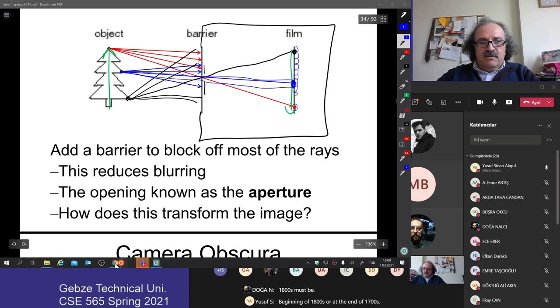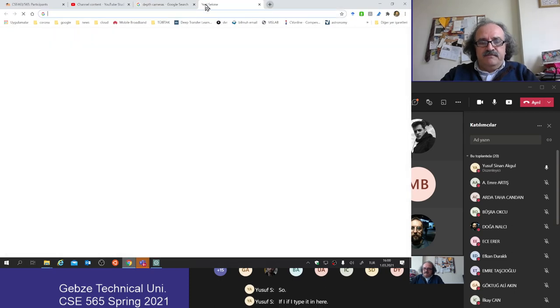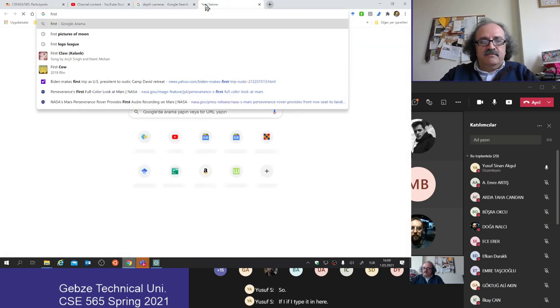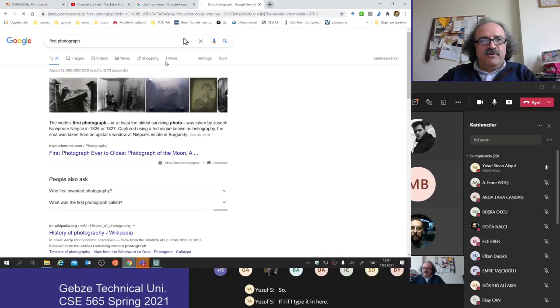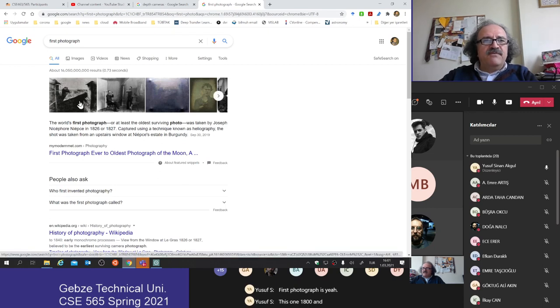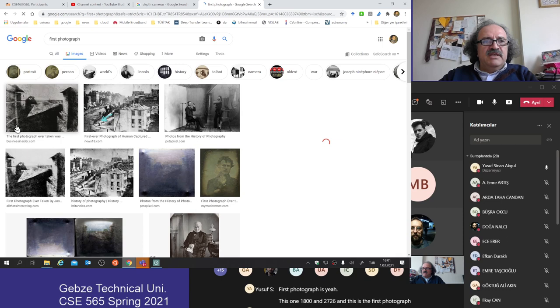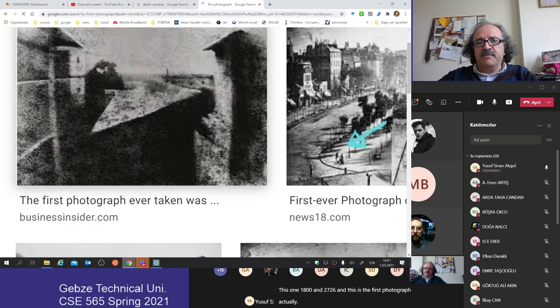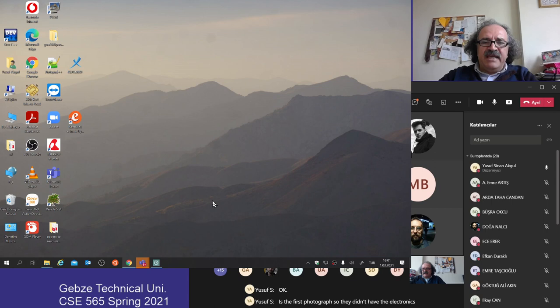So, if I type it in here, the first photograph is, yeah, this one, 1827, 26. And this is the first photograph, actually. This one is the first photograph from the rooftop. Okay, this is the first photograph. So they didn't have the electronic sensors. What did they have then?